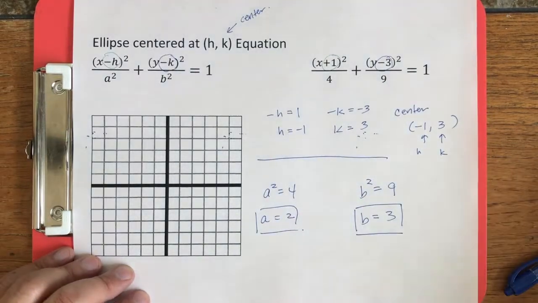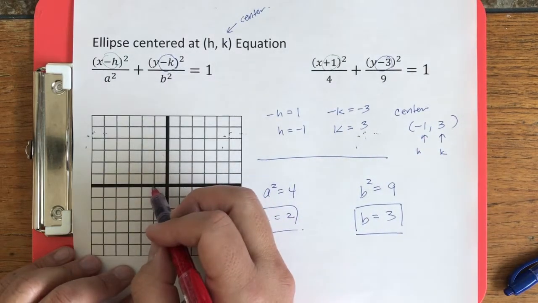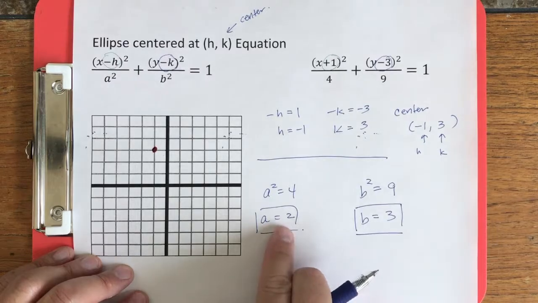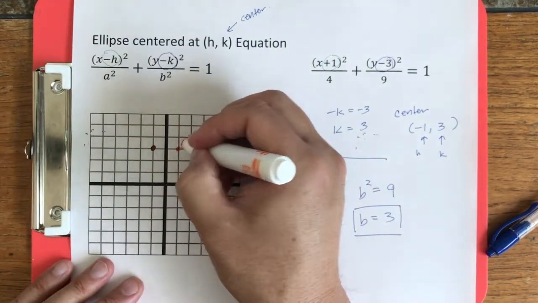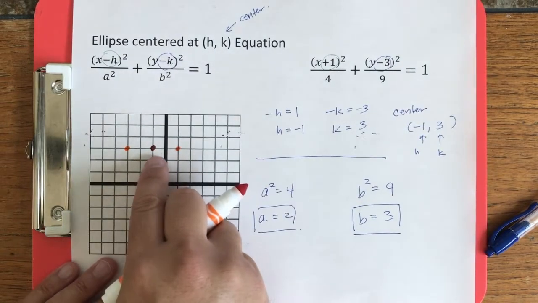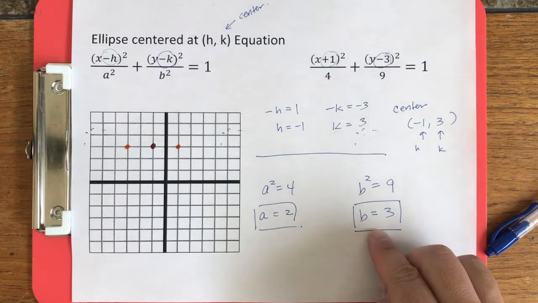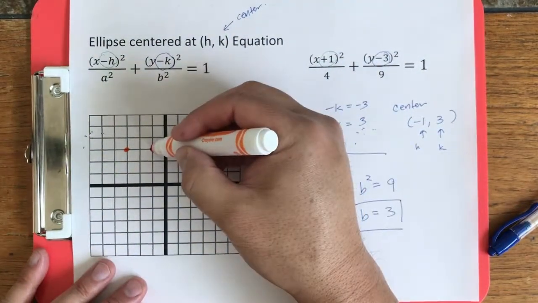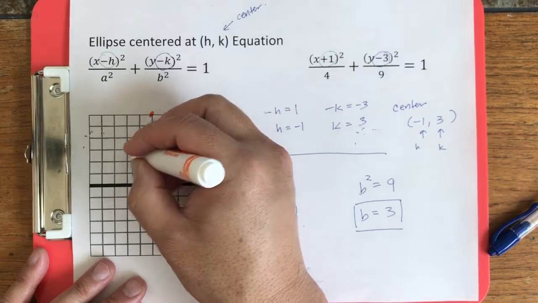Okay, so let's be very careful. We're going to start from the center. So we're going to go minus 1, up 3. So this right here is my center. From my center, I'm going to go 2 to the right and 2 to the left, right? I just count the boxes. 1, 2, 1, 2. Vertically, I'm going to go up and down 3. So from the center, we'll go 1, 2, 3, up here, and then down here, and then I draw my box.